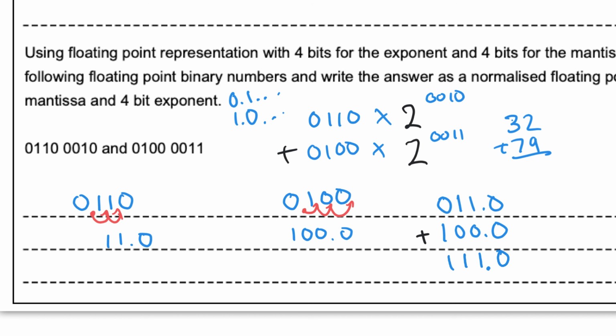No, because it's not normalized. Therefore, I need to move it once, twice, 3 times over here to make 0.1110. I moved it 3 times to the right, so the exponent would be 3. So it would be 0, 0, 1, 1. Is that in 4-bit mantissa? No. What am I missing? Or what do I have? I've got 5 bits, so which bit do I remove? The last one. So the answer would be 0, 1, 1, 1, 0, 0, 1, 1.